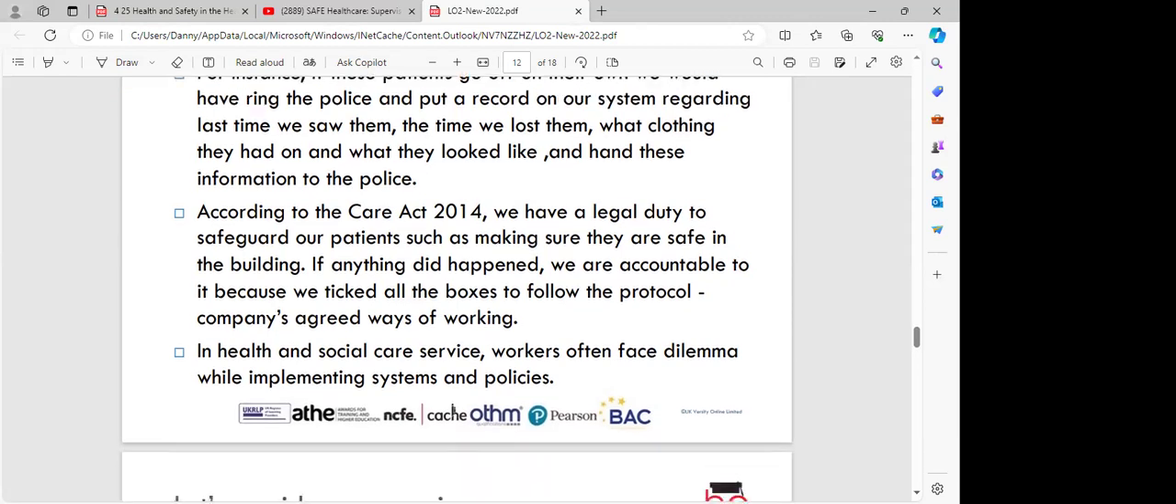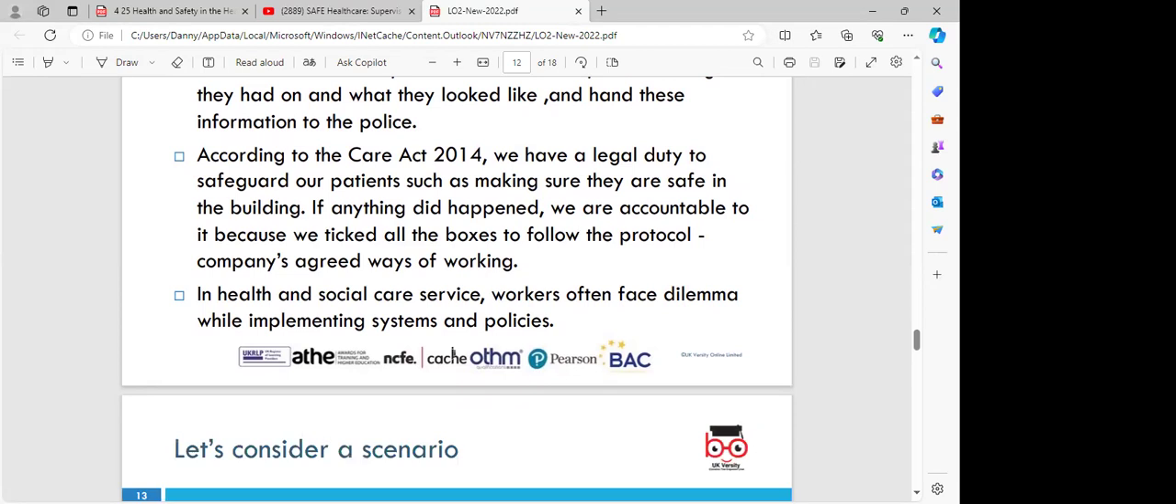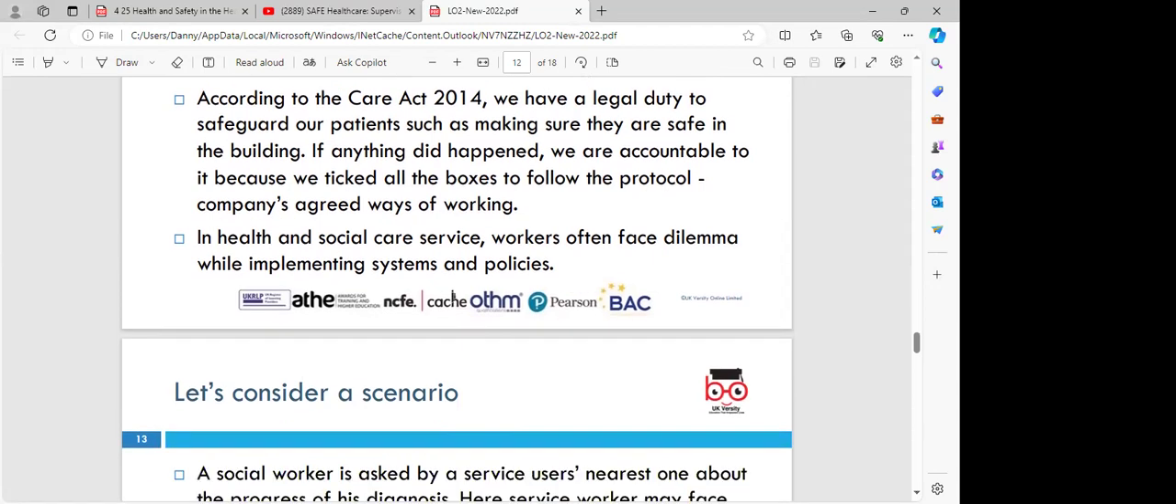Now, according to the Care Act 2014, we have a legal duty to safeguard our patients, such as making sure they are safe in the building. If anything did happen, we are accountable for it, because we checked all the boxes and followed the protocol. The company's agreed ways of working are very, very important. If anything happens, we are accountable.